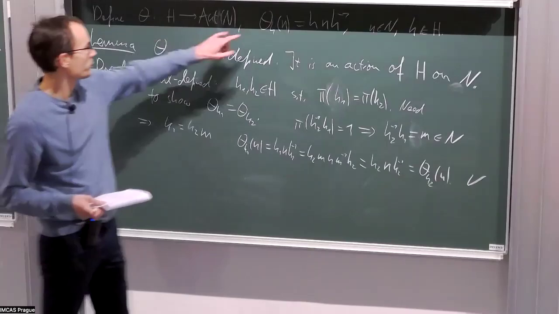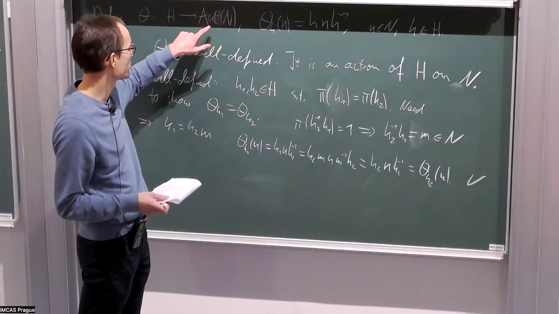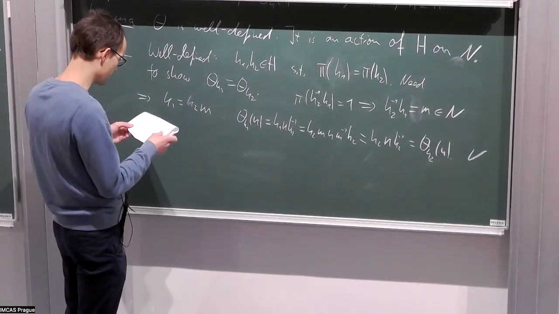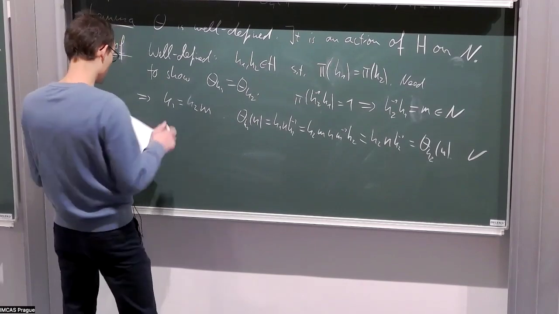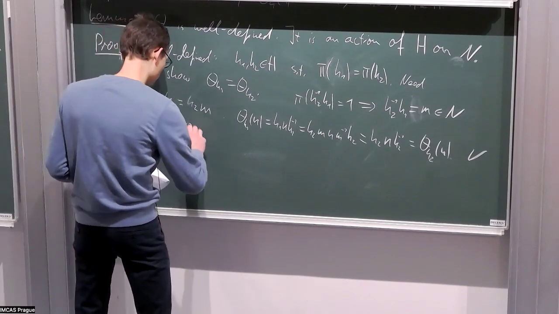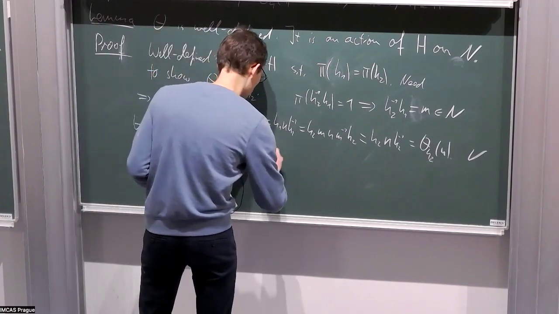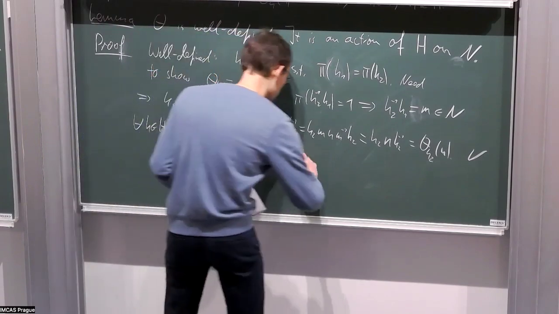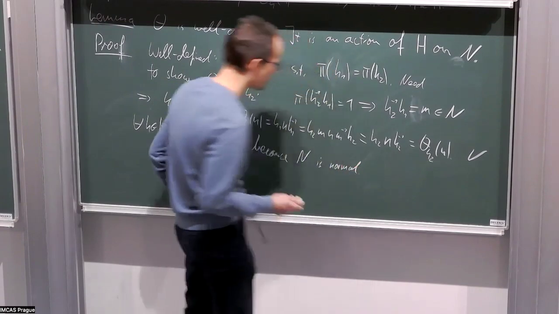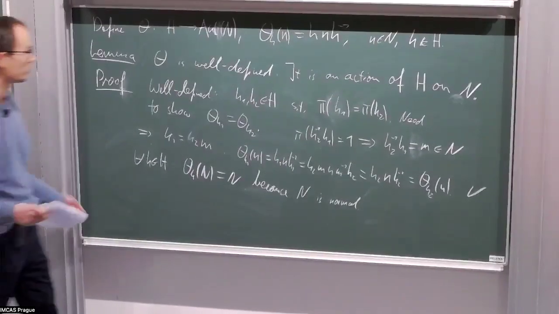So that means this is a well-defined map. The other thing: is this actually an automorphism of N? So does it preserve the normal subgroup? And well, it does because it's a normal subgroup. So for all h in H, theta h of N is equal to N simply because N is normal. Right, because by definition of a normal subgroup, it's preserved under conjugation. So this is all fine.